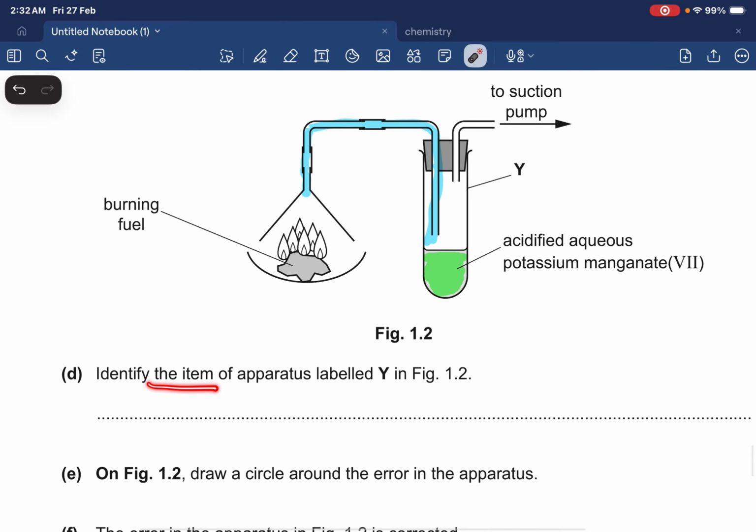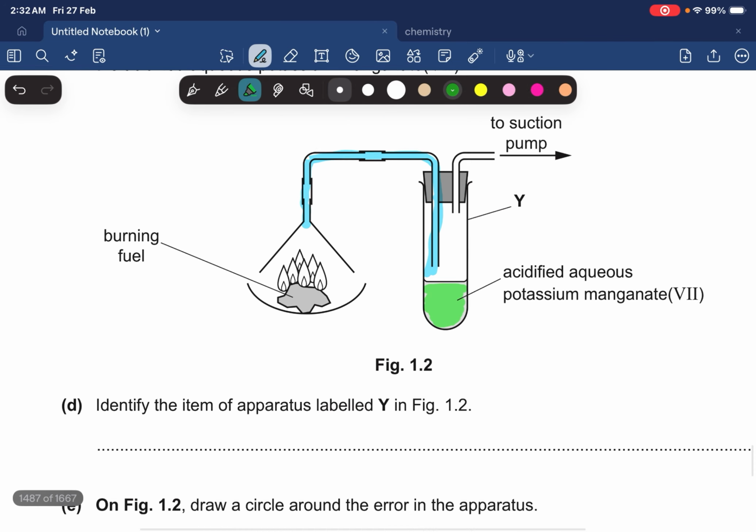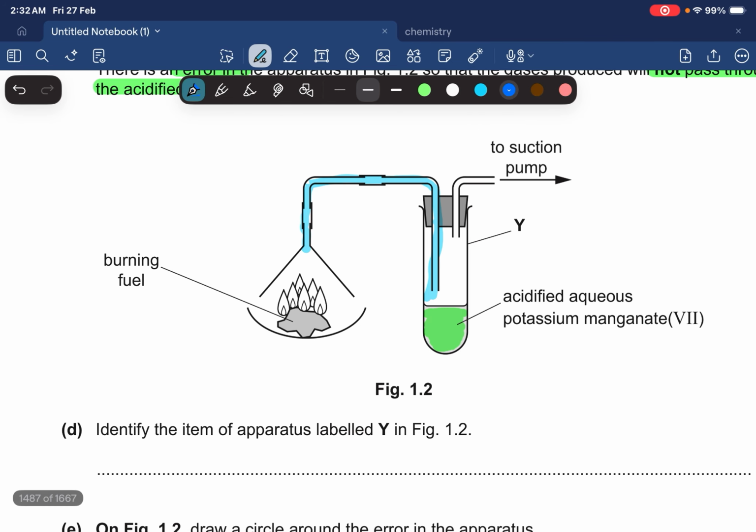Identify the item of apparatus labeled Y. Y is this thing that's called a test tube. So that is easy stuff.